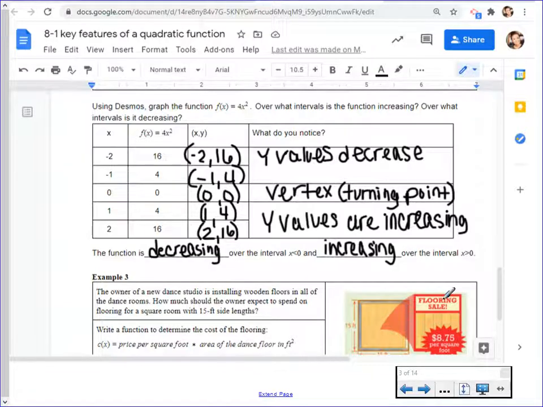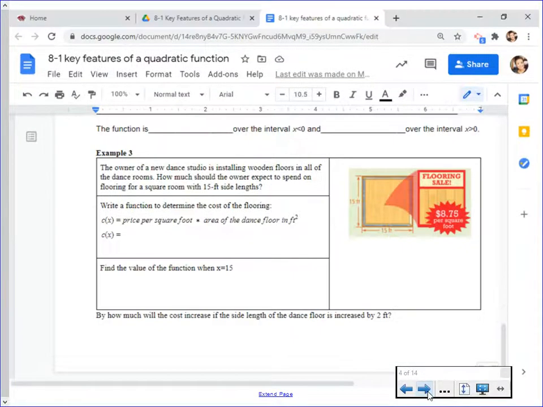Okay, so the last question on here is example 3. It's kind of a word problem. It says the owner of a new dance studio is installing wooden floors in all of the dance rooms. How much should the owner expect to spend on flooring for a square room with 15 feet side lengths? And then down here it says write a function to determine the cost of the flooring, price per square foot, and then the area of the dance floor. A lot of this information comes from this picture.